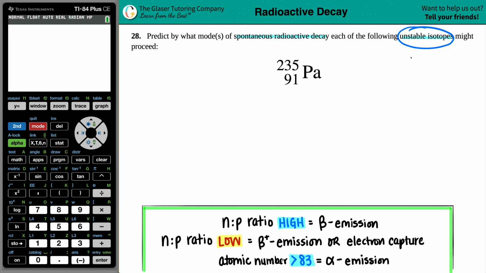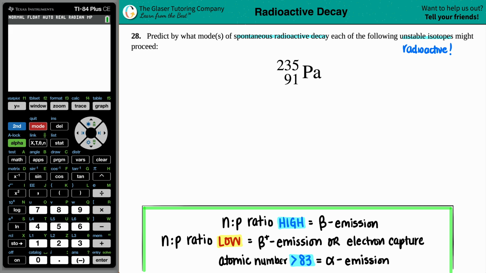It's an unstable isotope, right? This version of it. And unstable isotopes are going to be radioactive, so they're going to decay in a way to produce a more stable nuclide, whatever that nuclide is. But now we just have to determine what type of decay mode is going to happen, right? Whether you're undergoing beta emission, positron emission, electron capture, or alpha emission.